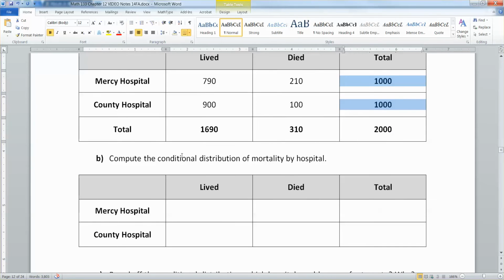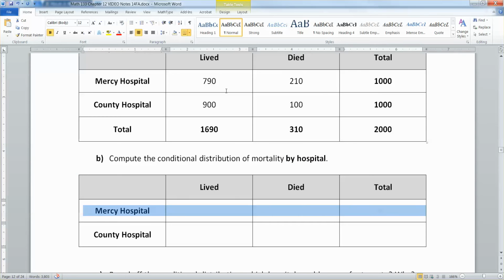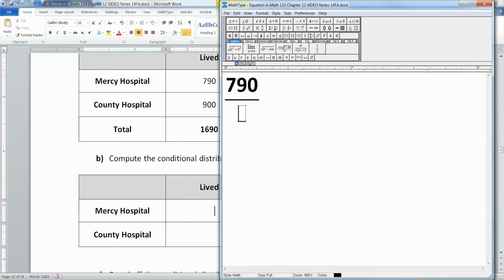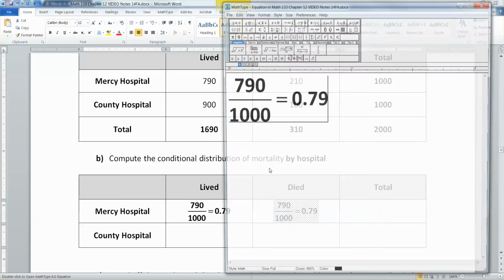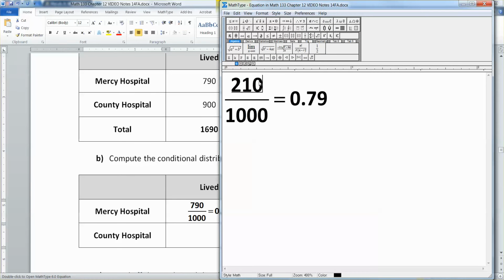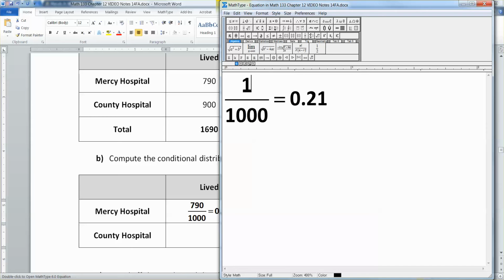Now we're going to compute the conditional distribution of mortality by hospital. See the "by hospital"? That means we're going to go along the hospital row. So you take 790 and divide it by 1,000, which would be 0.79, which makes sense. That's the way we set it up. And then the died here would be 210 out of 1,000, which would be 0.21. The grand total for that row would be 1,000 out of 1,000, because you have all 1,000 patients accounted for, which is 1.